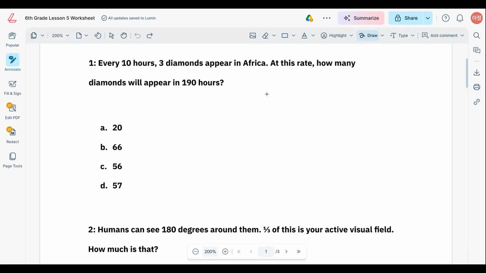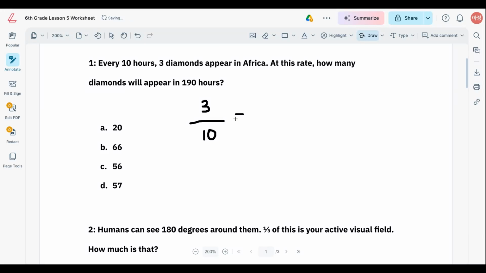So, number 1. Every 10 hours, 3 diamonds appear in Africa. At this rate, how many diamonds will appear in 190 hours? So, with the given information, we know that there are 3 diamonds appearing every 10 hours. So the 3 represents the diamonds and the 10 is the hours. So now we have to find how many diamonds will appear in 190 hours.